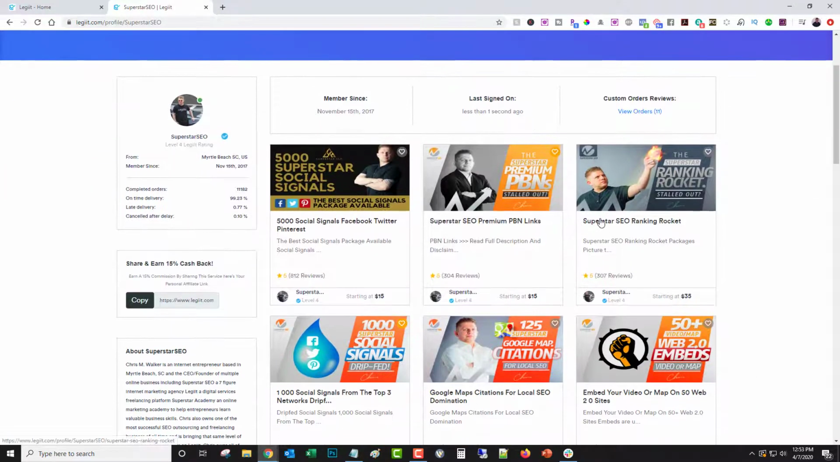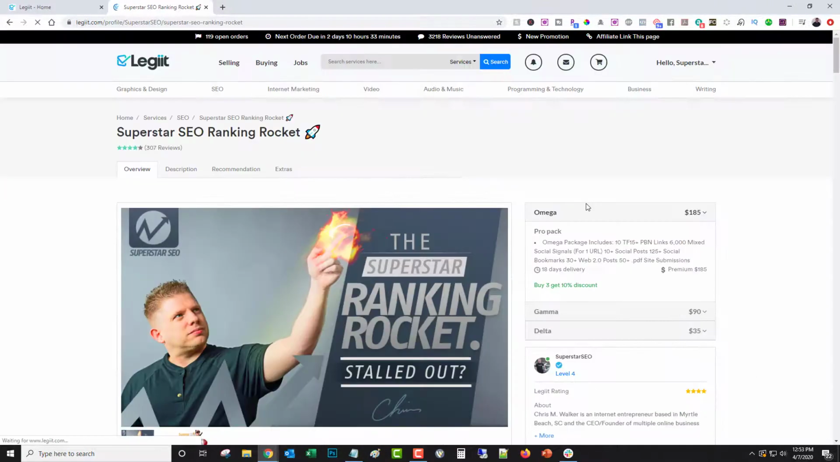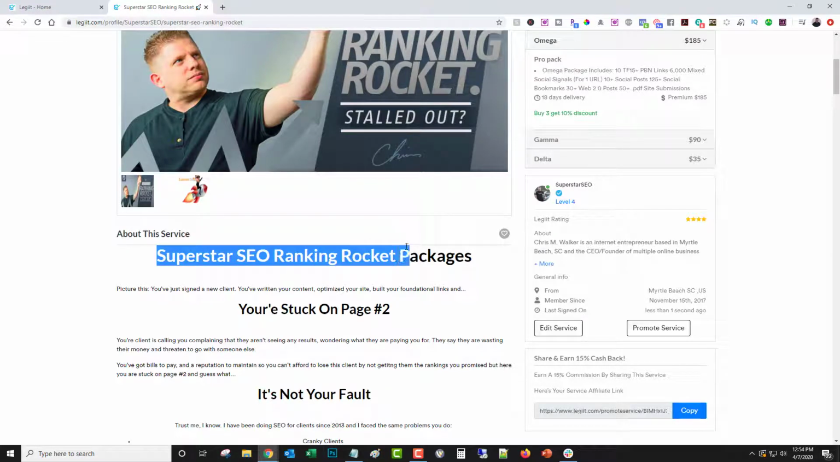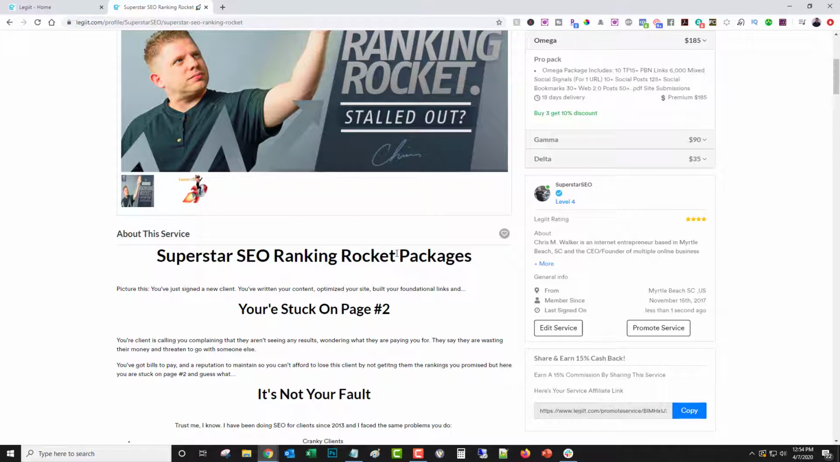And that is this one, the Superstar SEO Ranking Rocket. I'm going to walk through the entire page and explain why I used the elements that I used. So first of all, Superstar SEO Ranking Rocket. That was done for SEO purposes. It doesn't necessarily need to start with the title, but I do that because I wanted to rank it in Google for that term. This word "packages" doesn't need to be there.